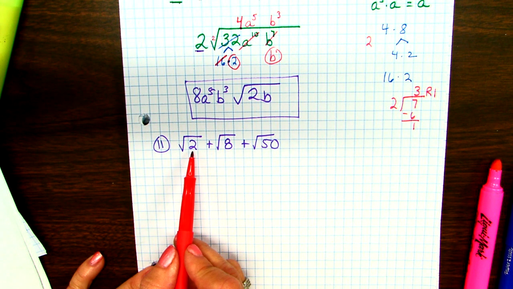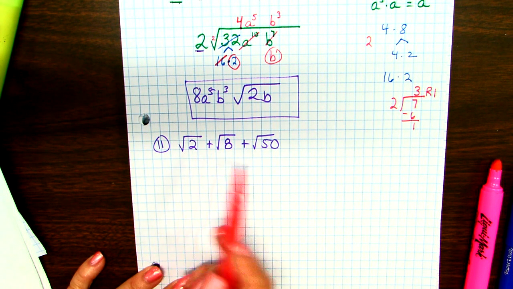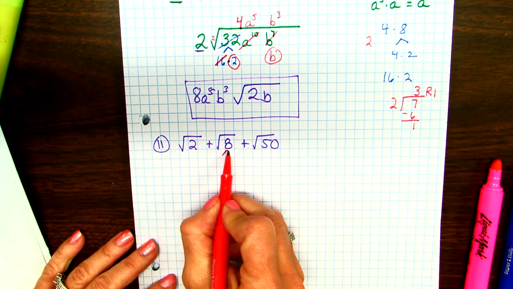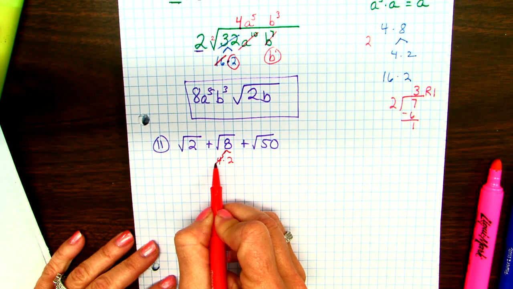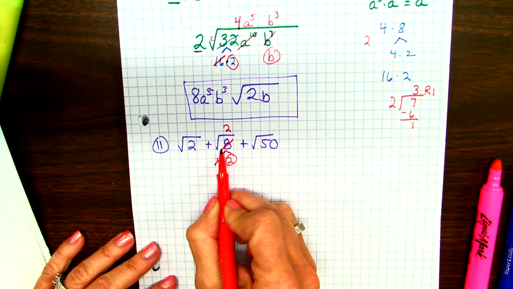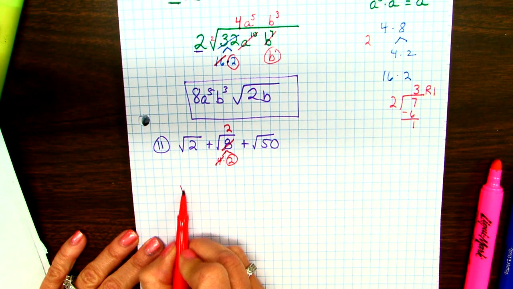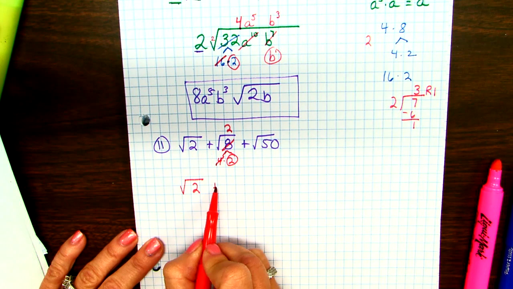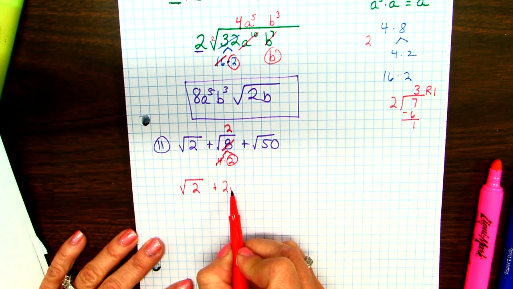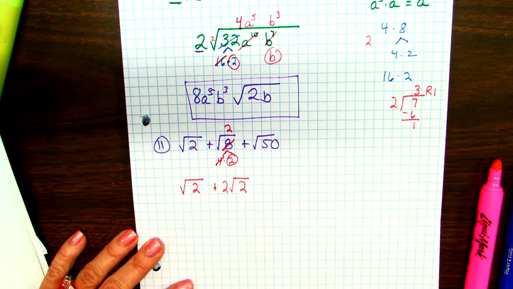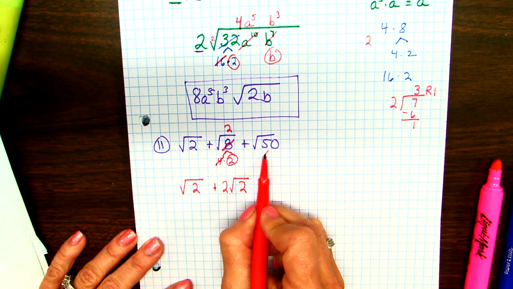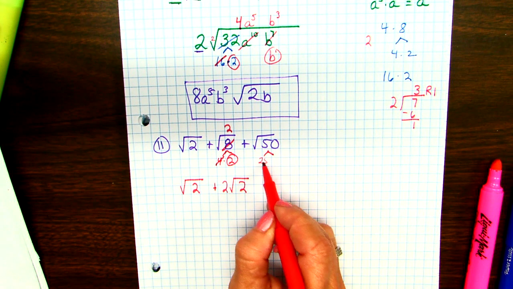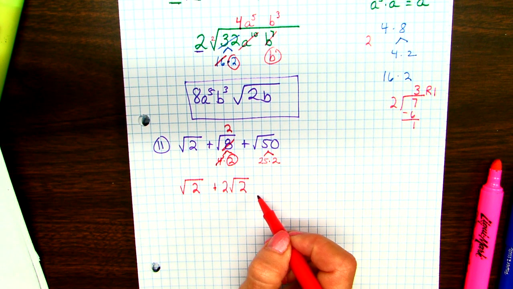Square root of 2, can we simplify it? There's nothing to do with the square root of 2. Sometimes you can't simplify it. That's okay. 8 would be 4 and 2, right? 2 goes up there. 2 stays inside. So far I have the square root of 2, which I cannot simplify, plus that 2 comes down in front. What is left inside would be 2. And then 50, what number can we divide into 50 that's a perfect square? 25 and 2, right?